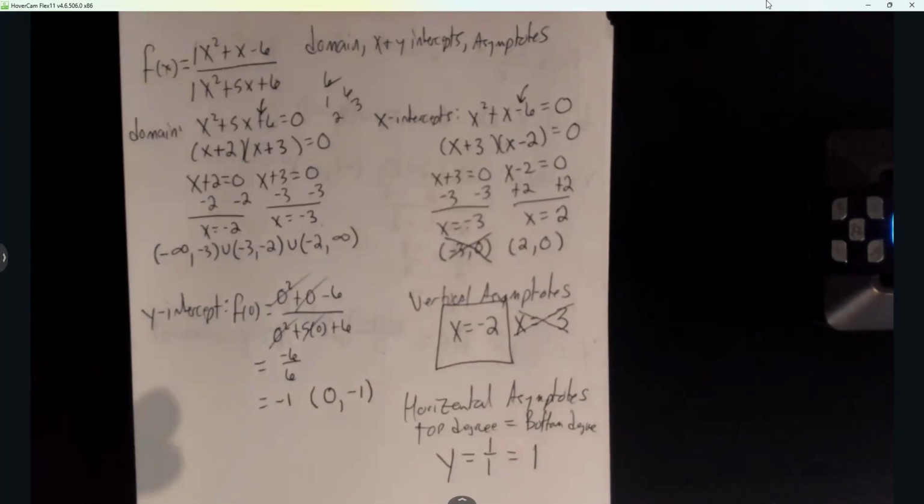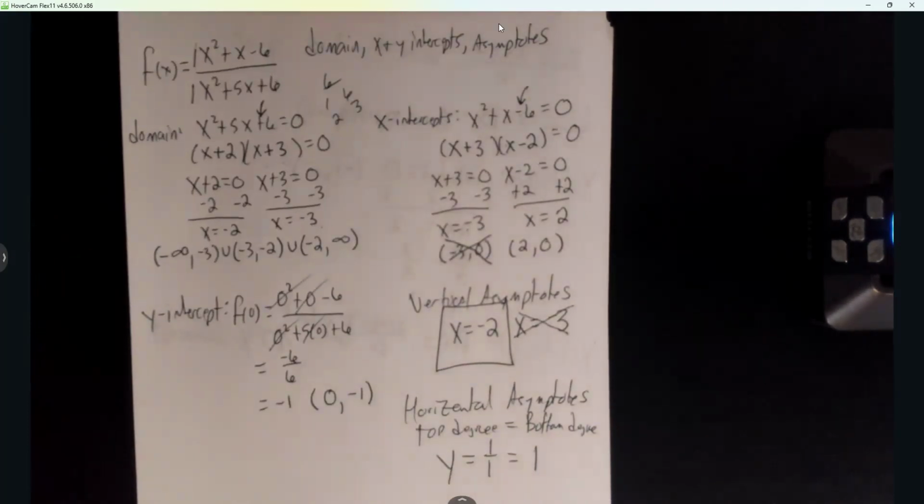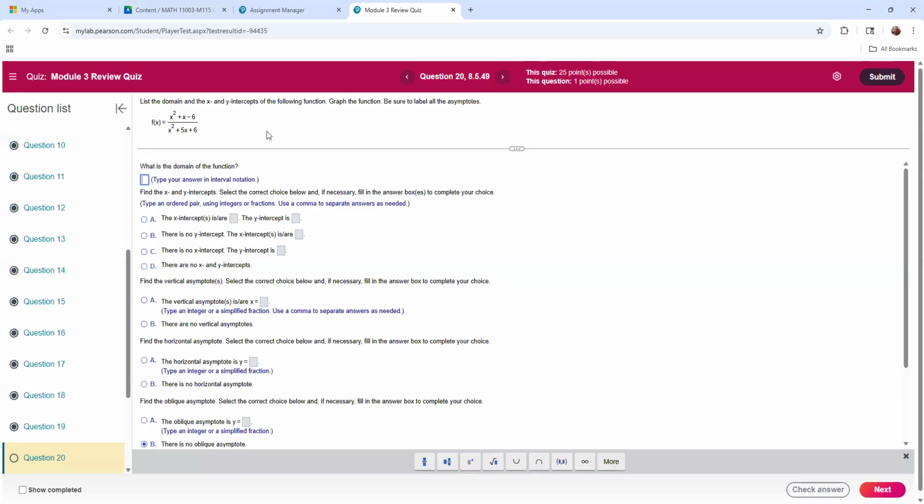All right, so let's go put all this in. So the domain we said was parentheses, negative infinity, comma. I would hit negative 3 first, union around that negative 3 to comma negative 2, union around that negative 2, comma, and then you're heading off towards positive infinity.